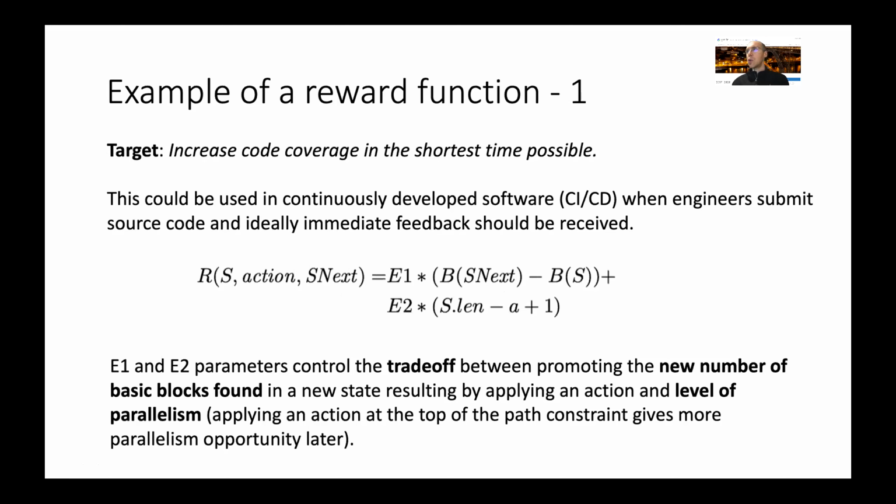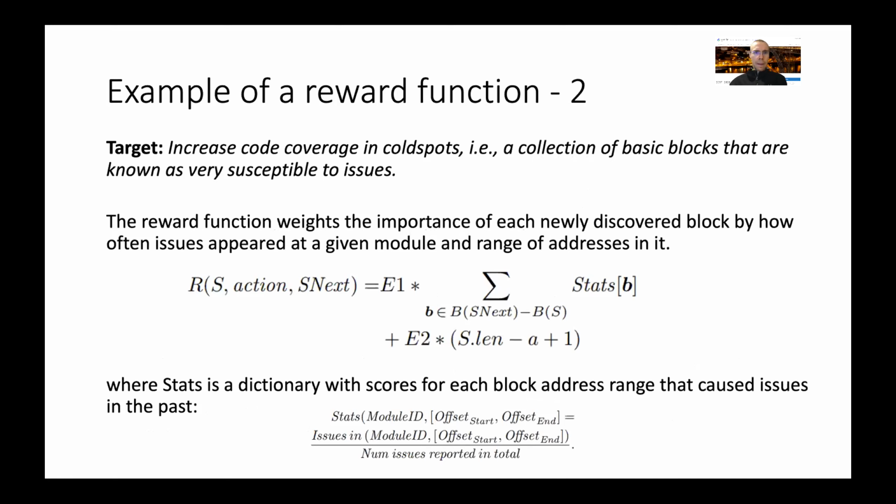But to give you a quick hint, if you manage to get changes at the top of the tree or in the path constraint, that will provide better parallelism over time, because you have more branches below that index to run from now on. So it depends on how you weight the things.